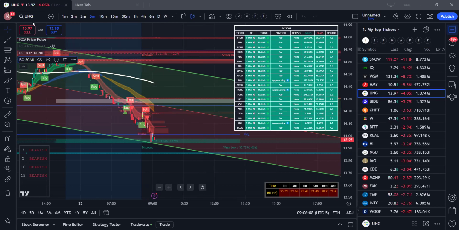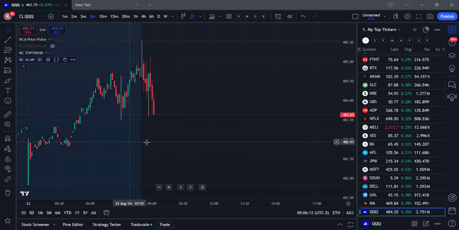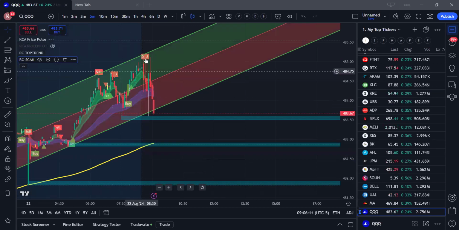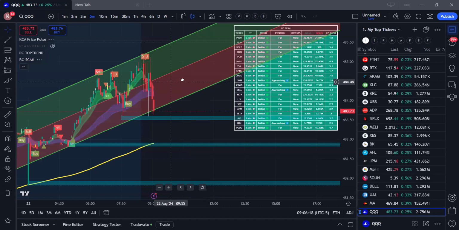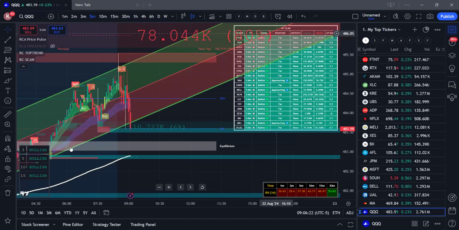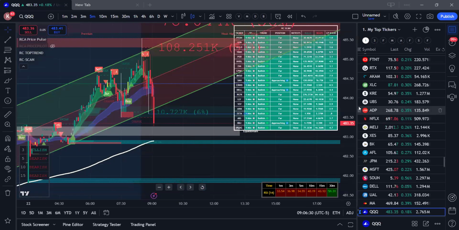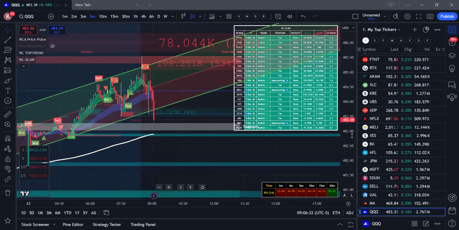If you generally go to QQQ, you see that the market is in an uptrend, a positive trend, and the channel is trending towards the upside. Overall, on 3 minutes, 5 minutes, 10 minutes, 15 minutes, it is overall bullish. That means the market is generally on a positive side. So we can focus mainly on the calls.